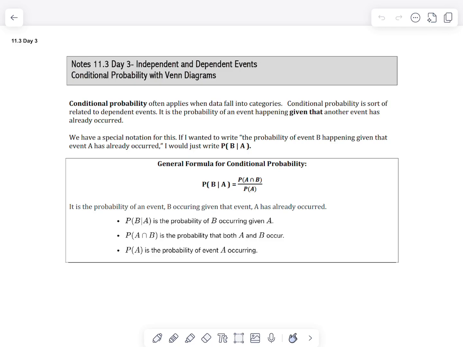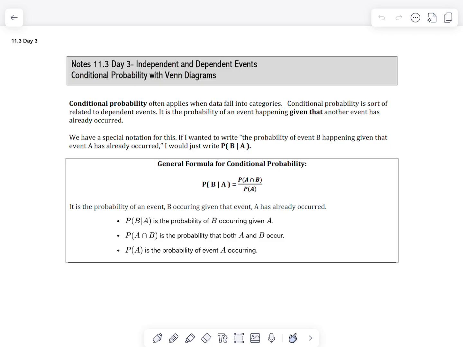Conditional probability often applies when we fall into different categories. Conditional probability is sort of related to dependent events. It is the probability of an event happening given that another event has already occurred. We have a special notation for this.